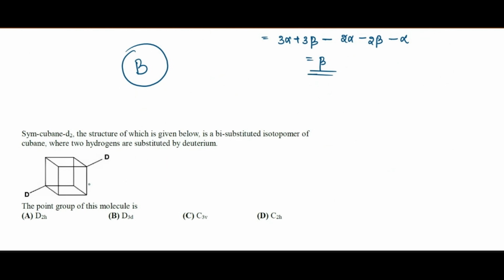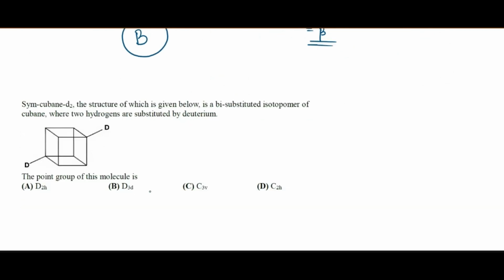So symmetrical cubane is a very good question. A symmetrical cubane is given to you, and the substitution is given. So you have a cubane where all the faces, sides and edges are equal. And symmetrically, you can see that the corner D and the opposite corner D are substituted, and hydrogens are substituted by deuterium. You have to find the point group.